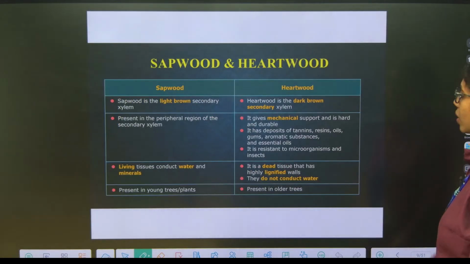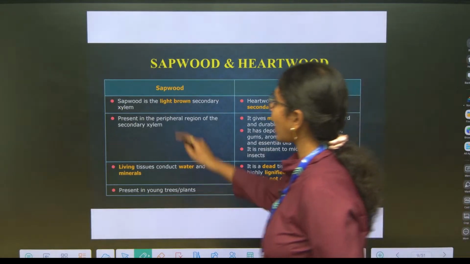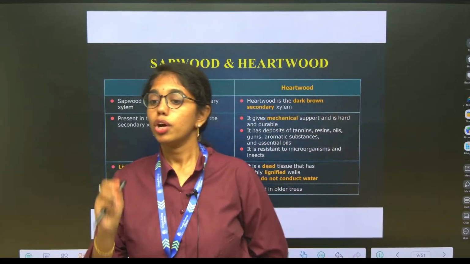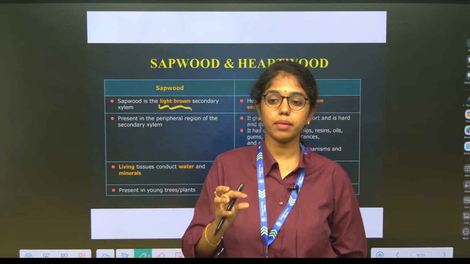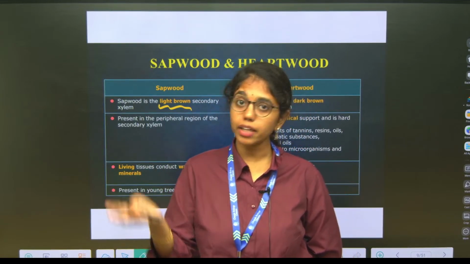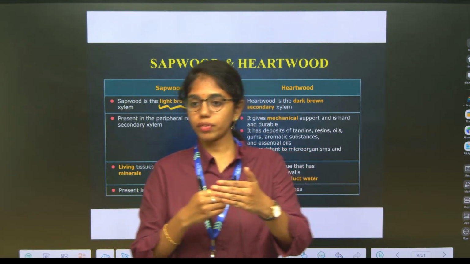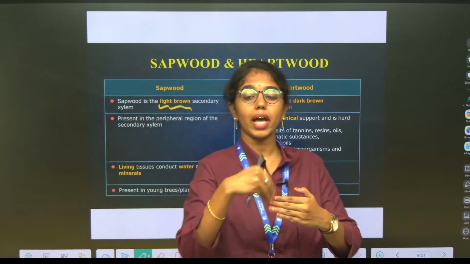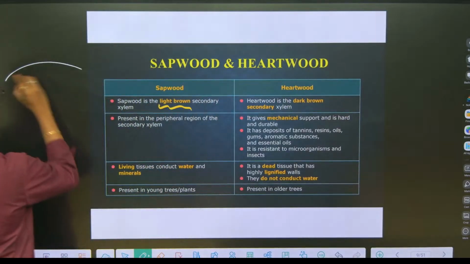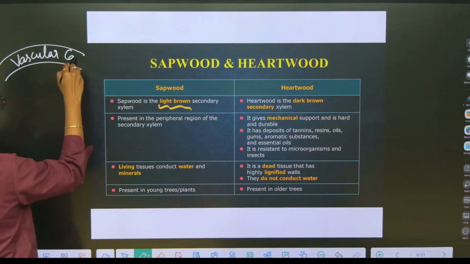And then you can see sapwood and heartwood. Okay. Sapwood will be light brown secondary xylem. So, one point I have to highlight is, during secondary growth, first listen, the cambium will be more active towards the inner side than the outer side. Okay. Towards the inner side of the cambium, secondary growth will be more active than on the outer side. So, towards the inner side, what is present? Towards the inner side of vascular cambium, what is present?